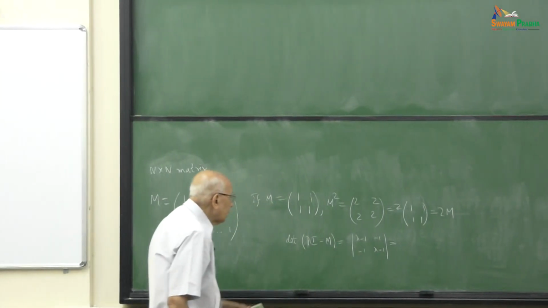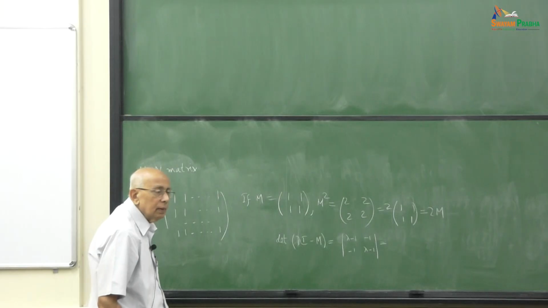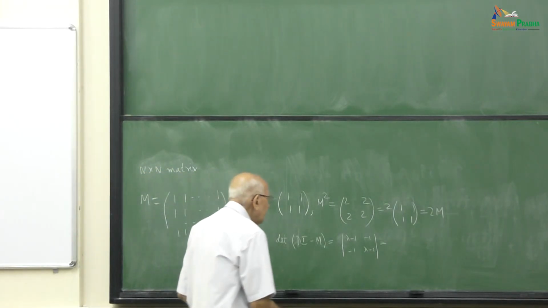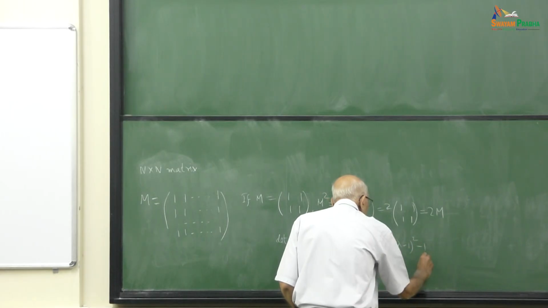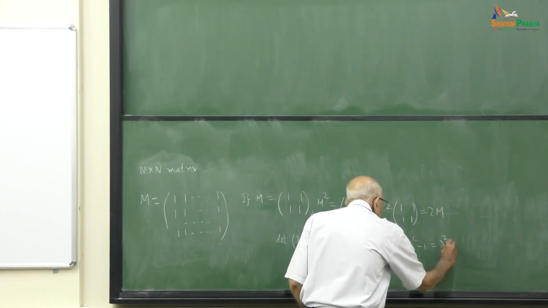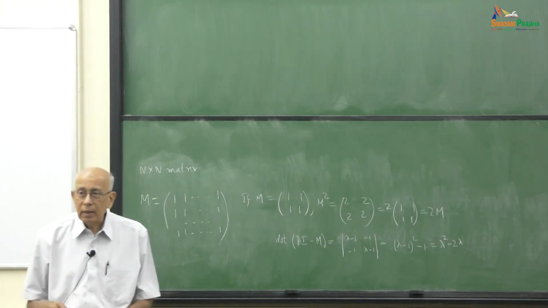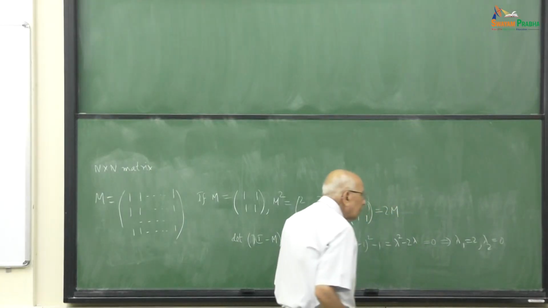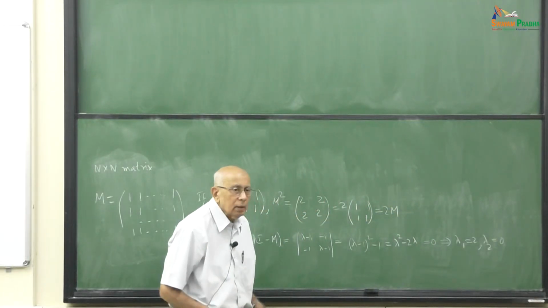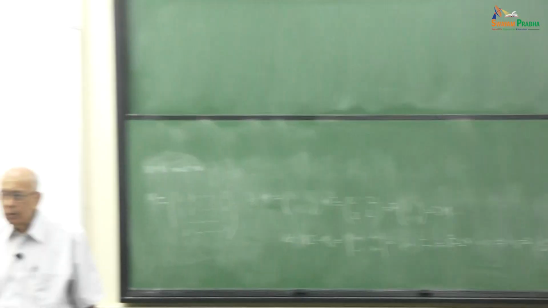What's the value of this determinant? It is equal to lambda times lambda minus 2. If I put it equal to 0, which is the condition for the eigenvalues, what are the eigenvalues? One eigenvalue is 2 and the other eigenvalue is 0. That's the solution of the secular equation.